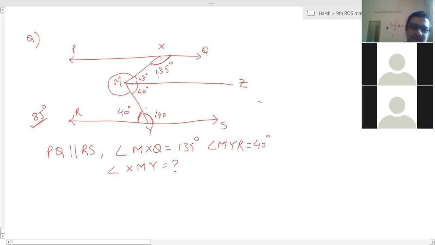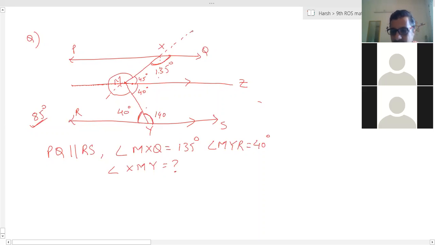That's correct. So what we were supposed to do is a construction. You have to tell it: draw a line parallel to RS passing through M. So this will be a line parallel to RS and passing through M. Correct? So this line is parallel to this line, so all three are parallel to each other. Now this is a transversal. This is a transversal, right?